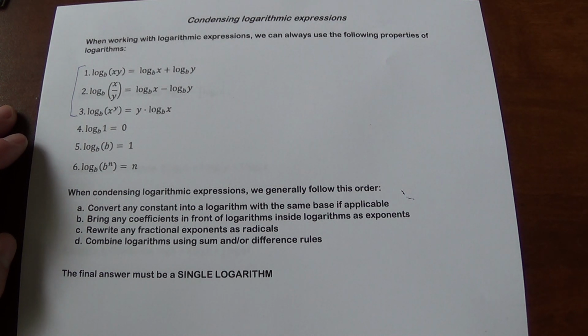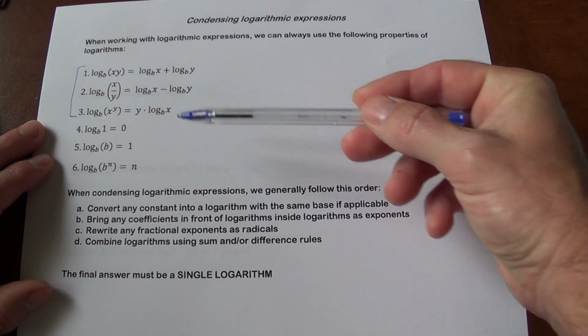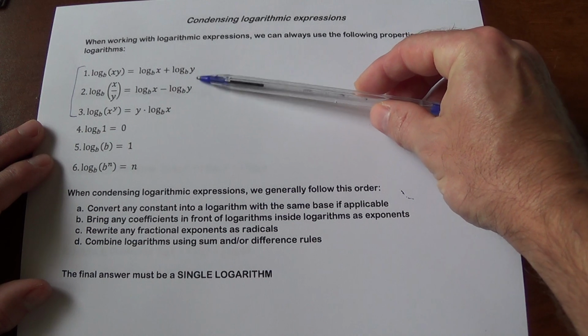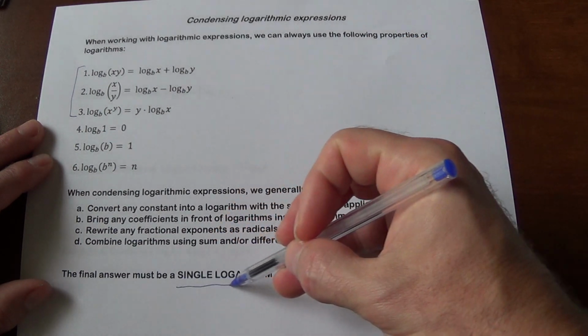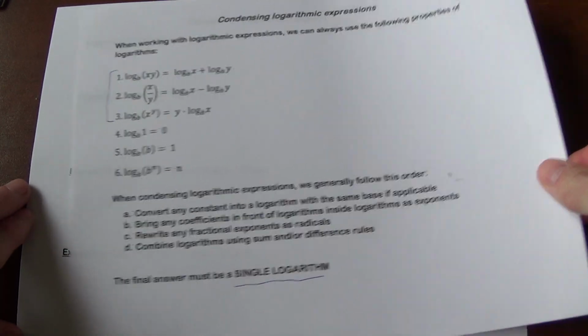take any constants if we have them and convert them into a logarithm using the same base. Then we're going to bring any coefficients that are in front of the logs inside. That would be property number 3 for part B. We're going to write any fractional exponents after that using radicals, and for step D we are going to combine logarithms using sum or difference rules. That would be the first two. The final answer, very important, is going to be a single logarithm. So let's take a look at some examples.